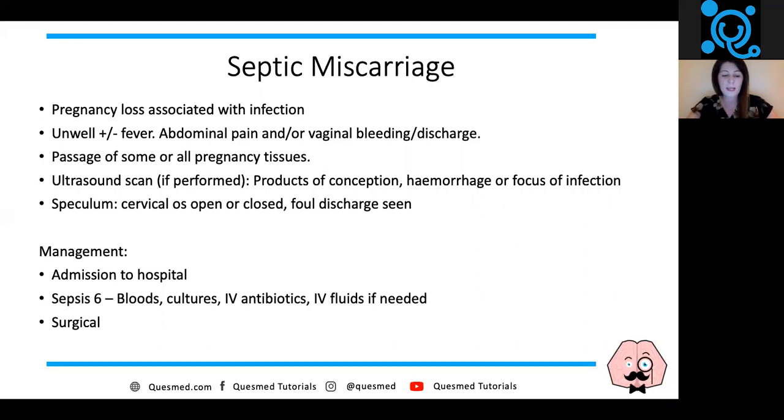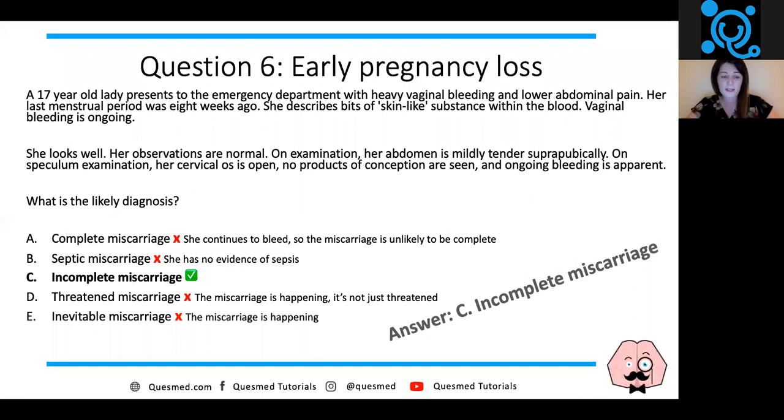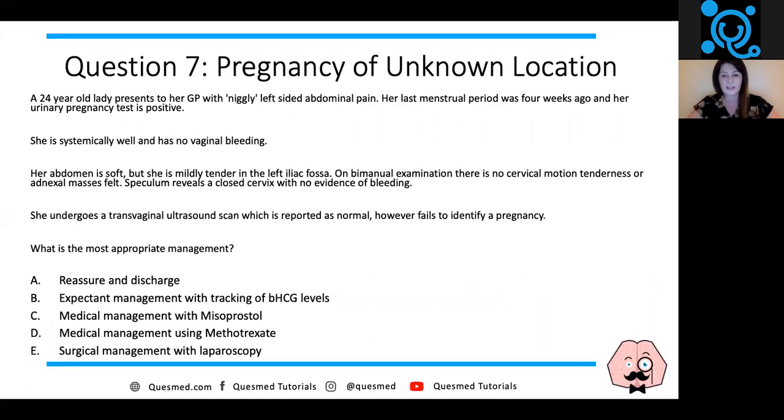So looking back at the question, the single best answer here is incomplete miscarriage. It's not a complete miscarriage, as she continues to bleed, so it sounds like it's not quite complete. It's not a septic miscarriage, she's got no evidence of sepsis, she seems well. And it's not threatened or inevitable, as the miscarriage seems like it's ongoing, she's describing passage of tissue. So let's move on to question 7, and you'll get a moment to answer that.